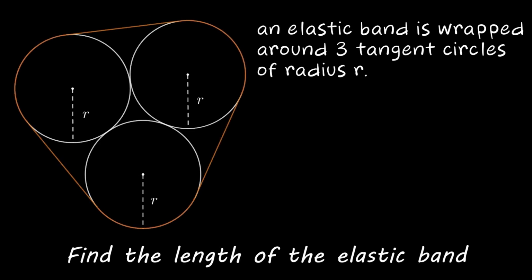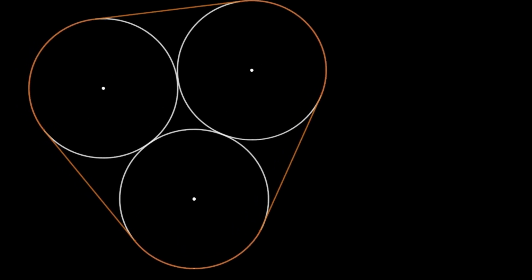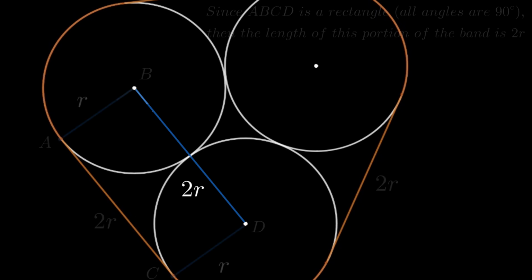Okay, so how the heck do we go about solving this problem? Looks complicated. Actually, it's much simpler than it looks, my friends. So first, let's turn our attention to this portion of the elastic band, the one that's not wrapped around the circles. If we draw a line segment that connects the centers of these two circles here, then the line segment is equal to 2r. And clearly the length of this portion of the elastic band is 2r, as you see here.